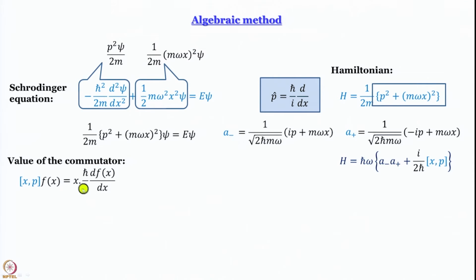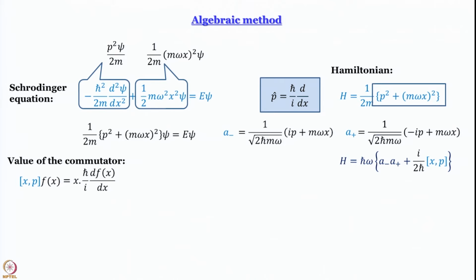First we have x times p operating on f(x). So it is x times h cross by i df(x)/dx. In this term, p has operated on f(x), with p being the operator h cross by i d/dx, and then it is left-multiplied by x. The operation of x is just multiplication by the position value. That gives us the first term.